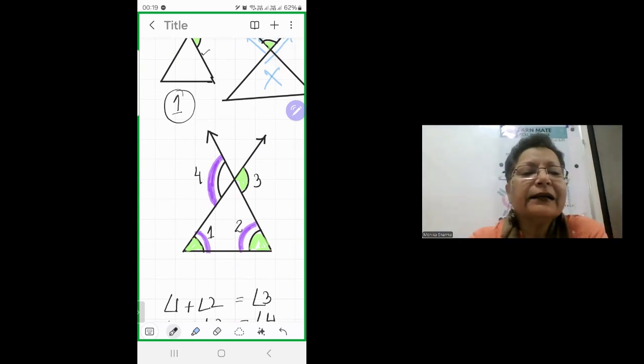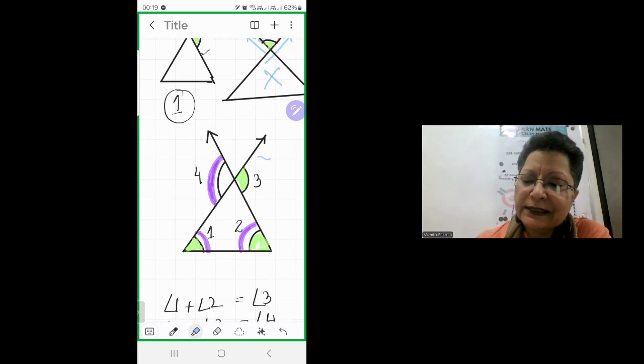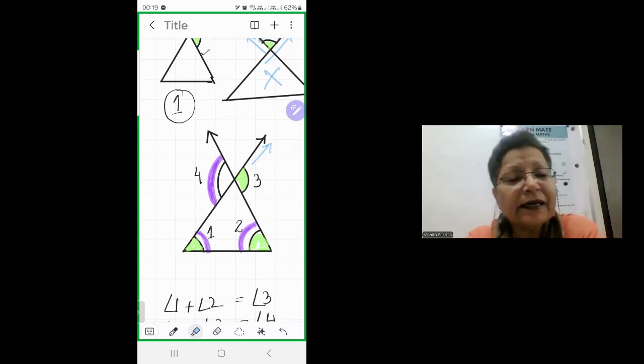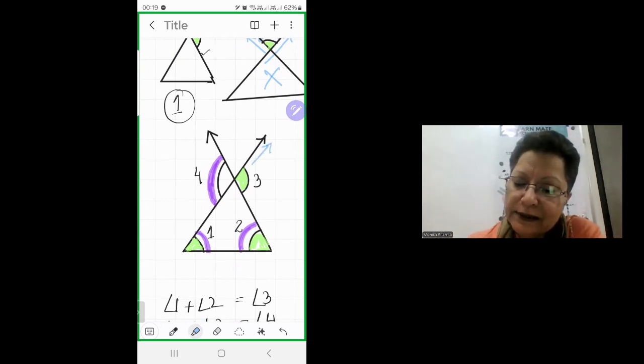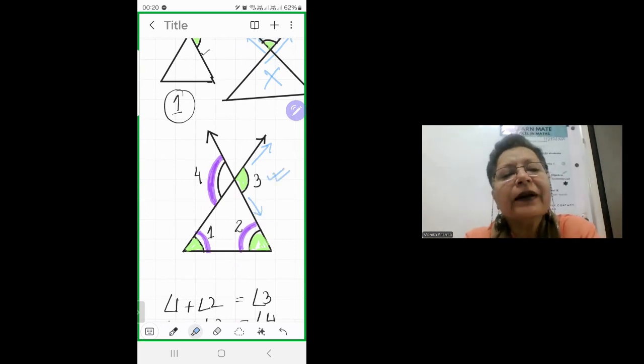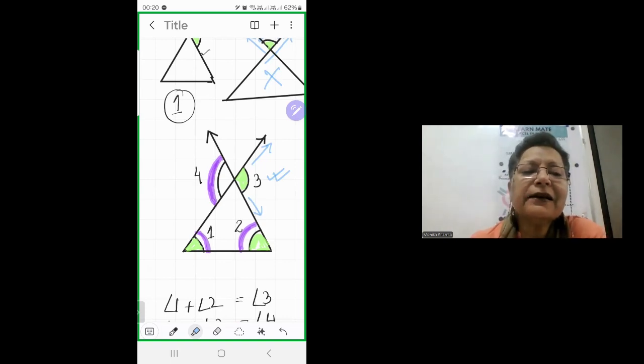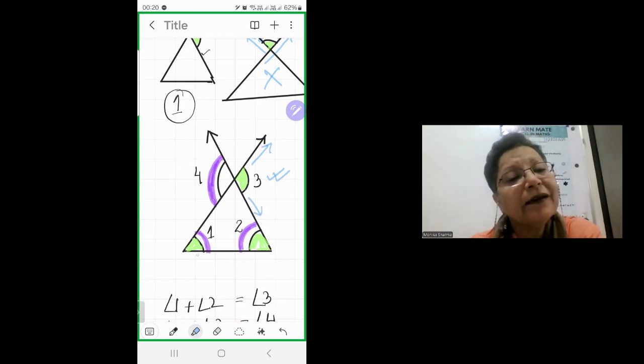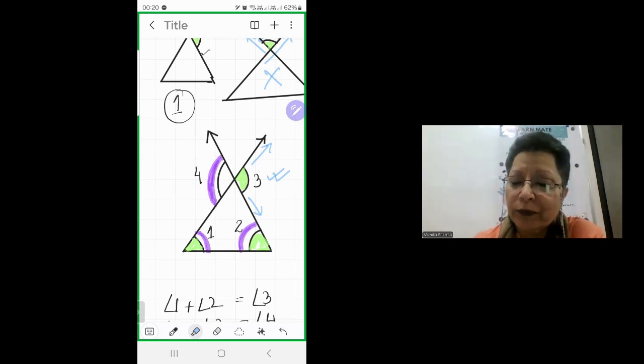Again, look at angle 3. Angle 3 has been made with the extended side and one of the sides. So it is definitely an exterior angle. And as we've just learned, angle 3, the exterior angle, is going to be equal to the opposite interior angles, which are 1 and 2. They've all been marked in green for your understanding. 3 is going to be equal to the sum of 1 and 2.